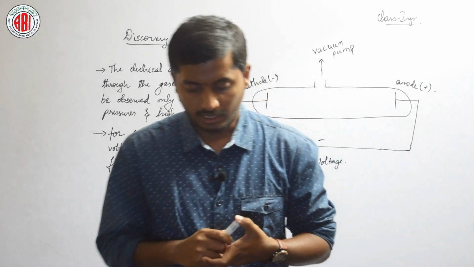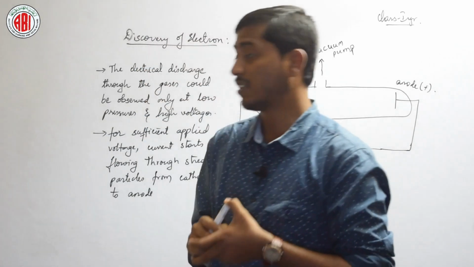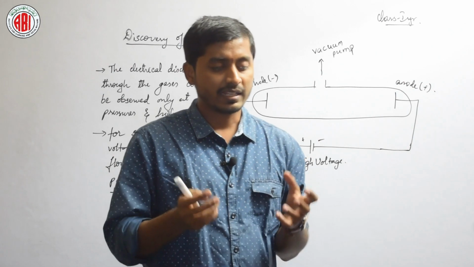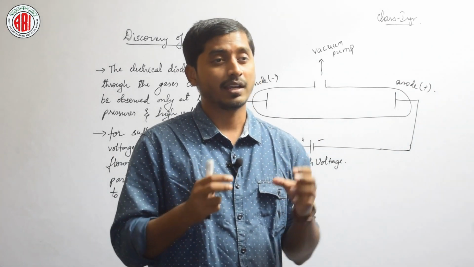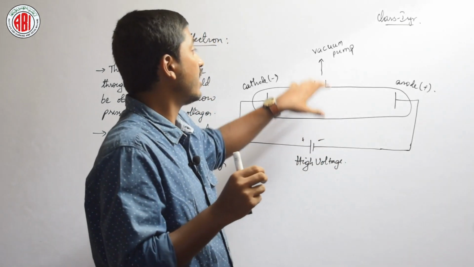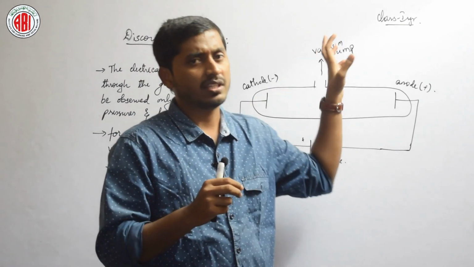Among them, one of the experiments was the discharge tube experiment. What actually is a discharge tube? A discharge tube can be simply called a glass tube from which the air is completely evacuated through a vacuum pump. What is a vacuum pump?